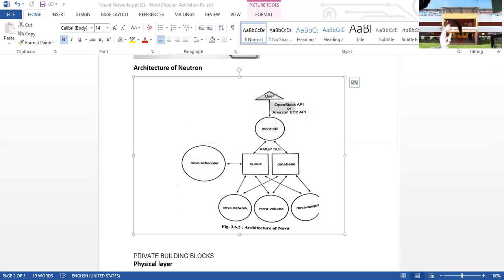And let's discuss the queue, which is given in the diagram. The queue provides a central hub for passing messages between daemons. This is currently implemented with RabbitMQ today, but any AMQP message queue supported by Python could work.